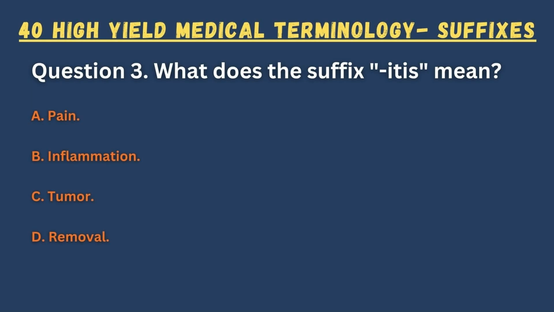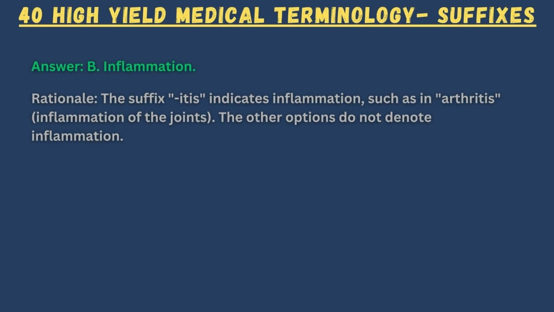Question 3. What does the suffix itis mean? A. Pain. B. Inflammation. C. Tumor. D. Removal. Answer: B. Inflammation. Rationale: the suffix itis indicates inflammation, such as in arthritis, inflammation of the joints. The other options do not denote inflammation.